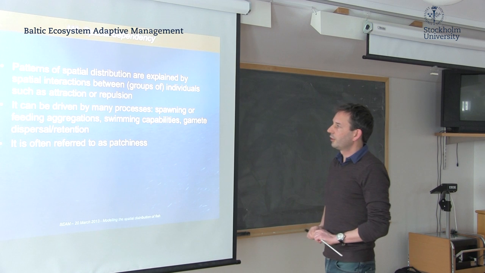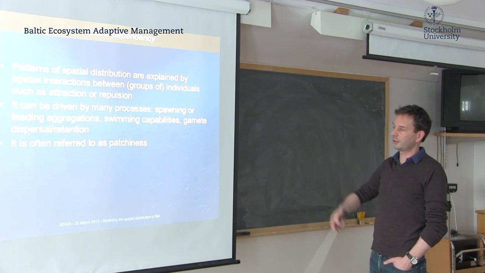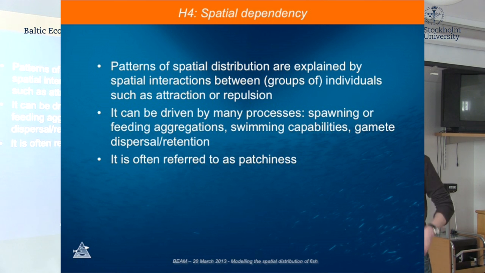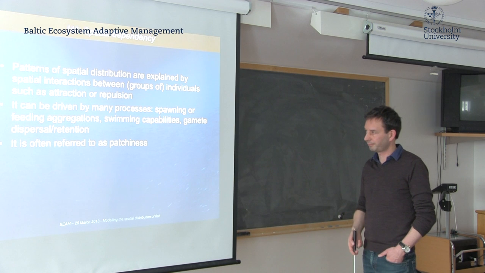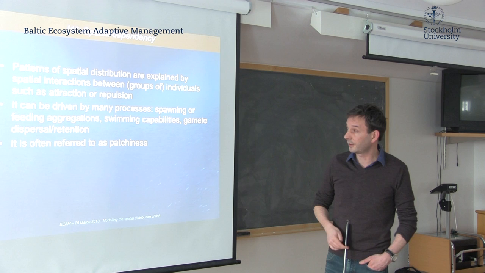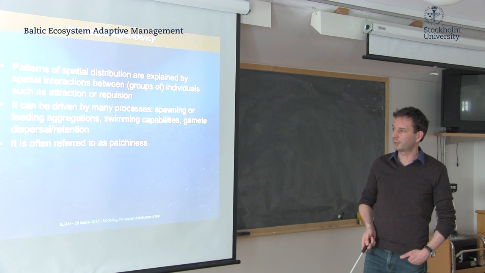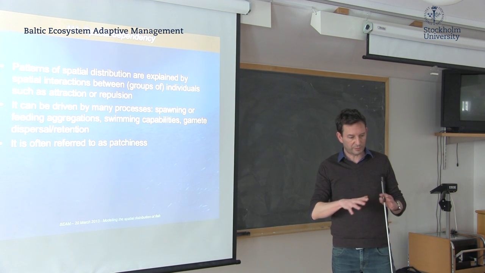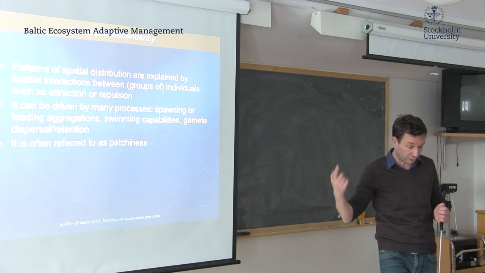So there are a number of reasons why this may happen. The pattern of spatial distribution can be explained by interaction between individuals or groups of individuals, such as attraction and repulsion. In fish at very small scale, the best example is schooling or shoaling. But you have also ontogenetically driven processes like spawning or feeding aggregation. So you have fish moving in very large groups. And these are also bounded or constrained by swimming capabilities. And if you're studying the distribution of fish eggs and larvae and juveniles, it's also related to dispersal, retention and swimming capabilities for these small individuals. So this is often referred to as patchiness, but you have to remember that when you observe your spatial distribution, these processes have taken place, and the distribution you observe is the result also of these processes.